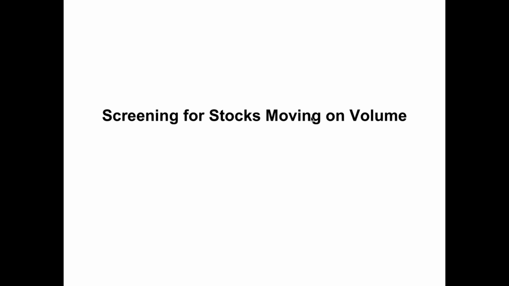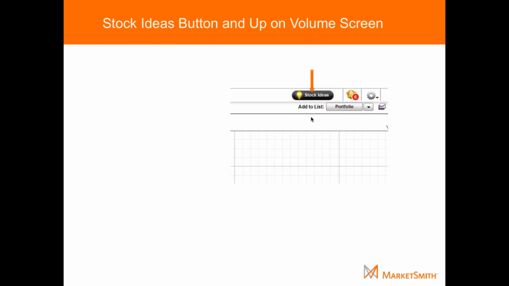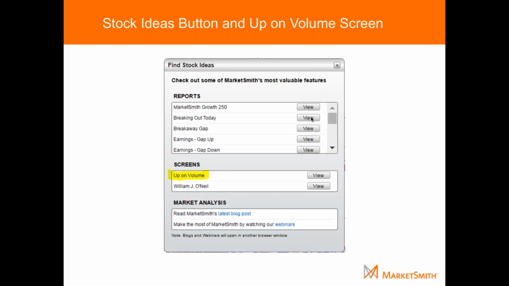So, screening for stocks moving on volume. The best one, in my opinion, is going to the Stock Ideas button and going to the Up on Volume screen. So those are going to give you your stocks that are moving up on volume for that particular day. You want to look at those. They're not necessarily breaking out or anything like that. If you want to look at stocks that are breaking out, just go to Breaking Out Today, and you can check if that volume is coming in on those. But one of my favorites, just purely on volume, is this Up on Volume screen. That's one of our more popular screens through IBD.